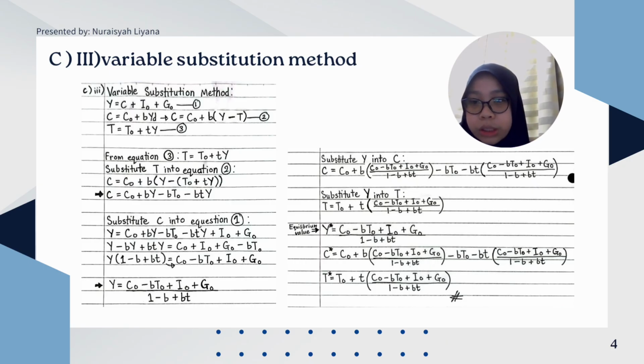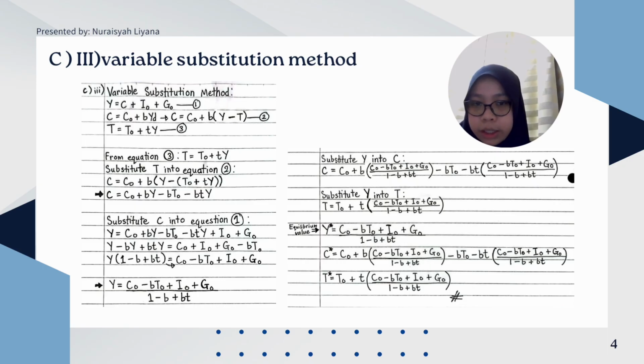Okay, so we use the equation for C that we got back then in equation number 1. So it will give Y equal to C0 plus bY minus bT0 minus btY plus I0 plus G0. And then we need to rearrange the terms so all of the Y terms are collected on the left side.